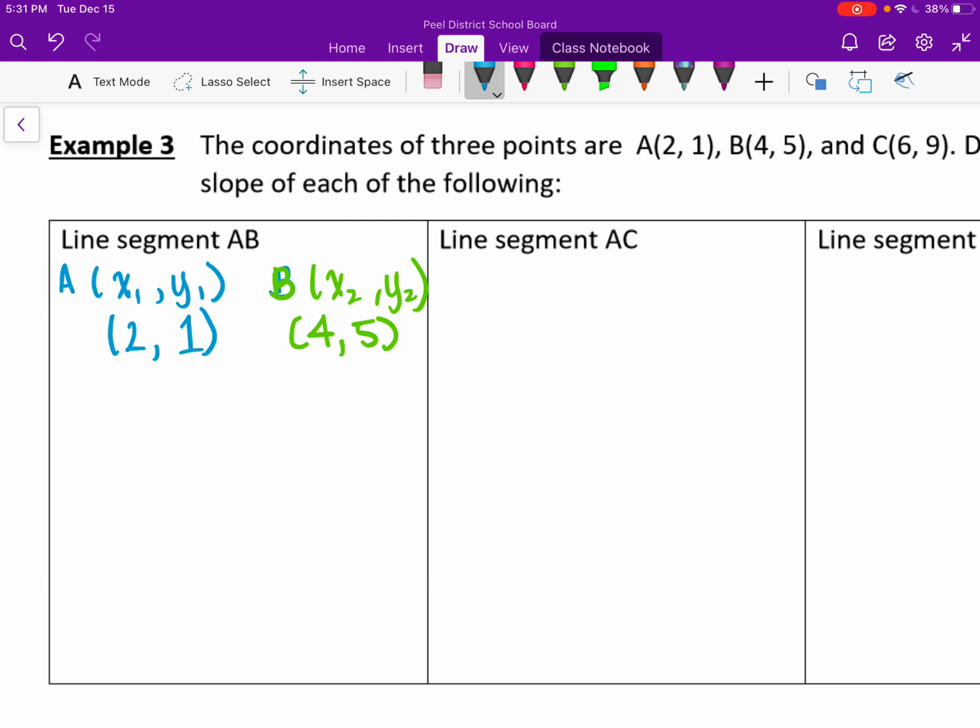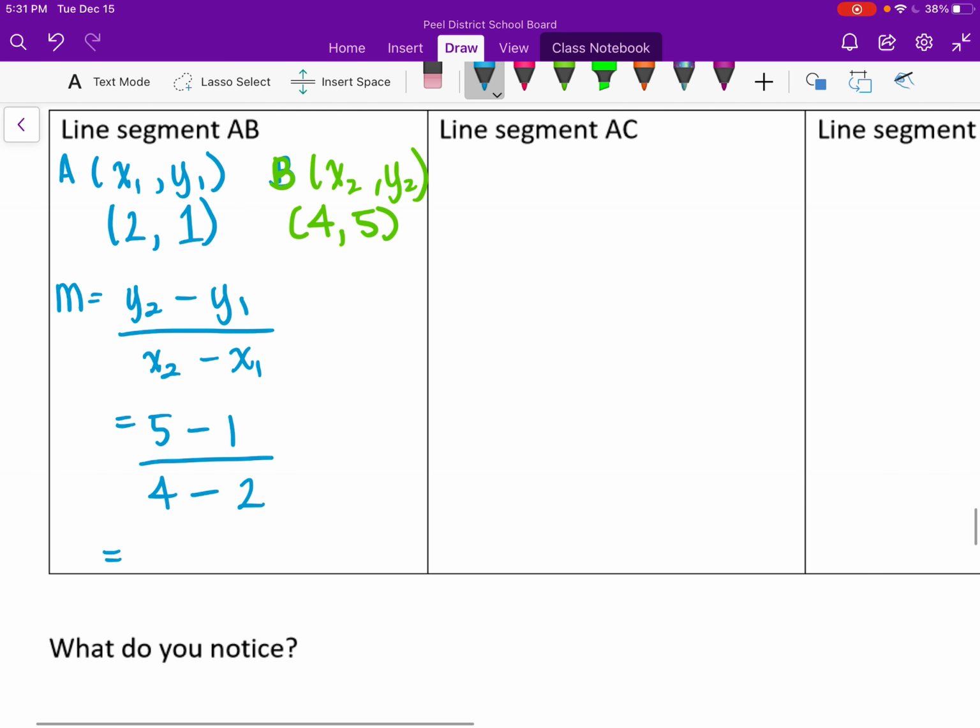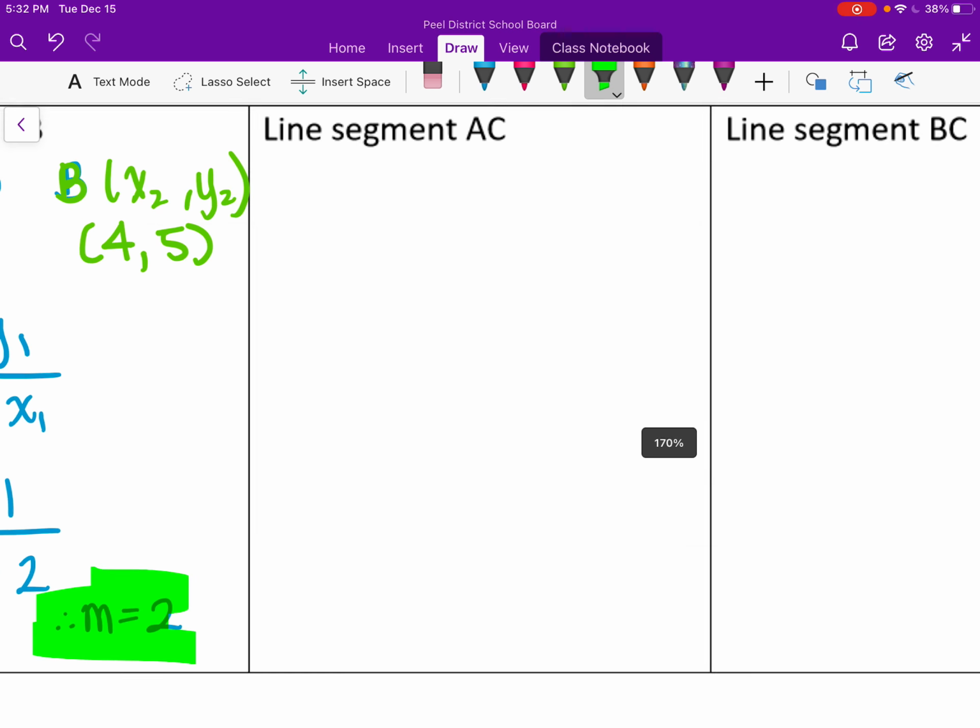So I'm just going to go in and find the slope. M is equal to y2 minus y1 over x2 minus x1, which is equal to y2 is 5, y1 is 1, x2 is 4, x1 is 2. 5 minus 1 is just 4. 4 minus 2 is just 2, which is 4 over 2, equal to 2. Therefore, M equals 2. And because I like to always be neat, I'm going to highlight that.